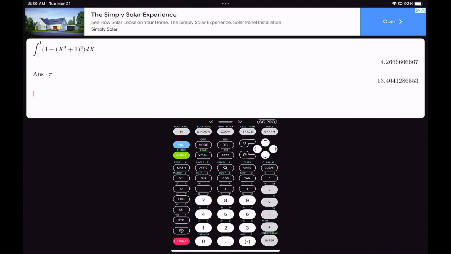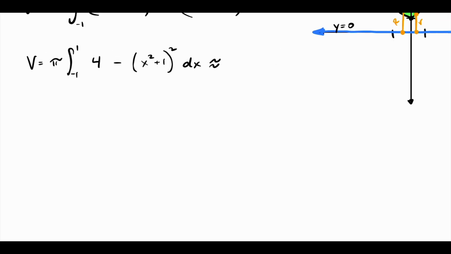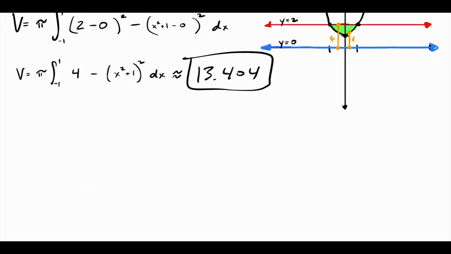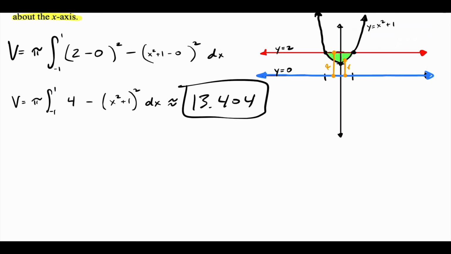13.404. So the volume of that shape that doesn't exist would be approximately 13.404. Okay? That's essentially how we're going to do every single problem.